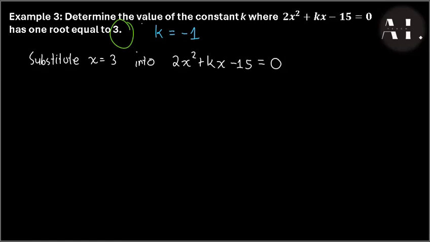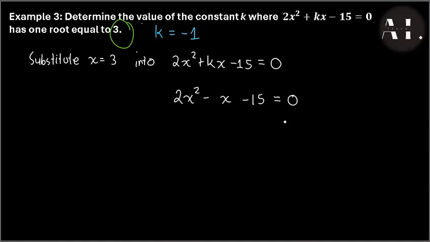Next, we need to verify the value of k here by substituting again the value of k into our original equation. We will have 2x squared plus the value of k, which is -1. So this will give us -1x, or simply -x, minus 15 is equal to 0.